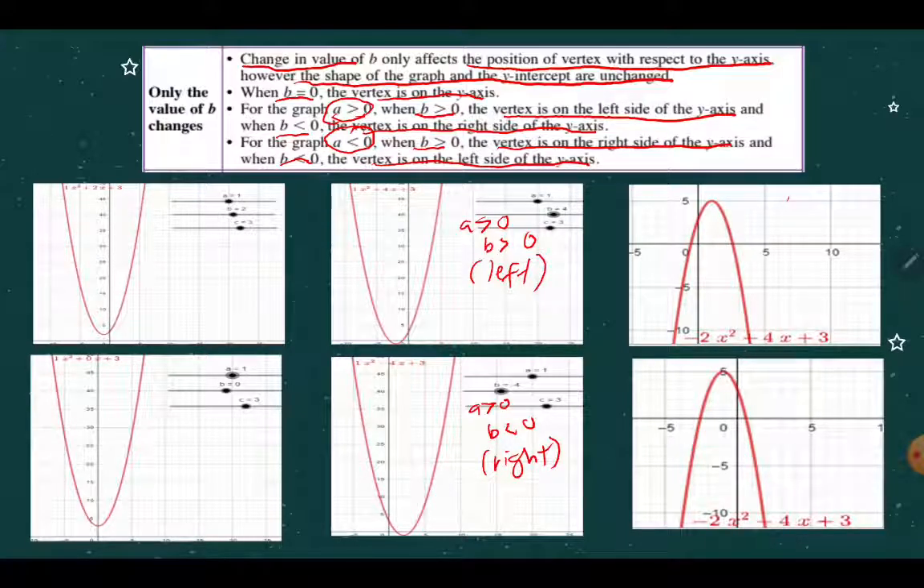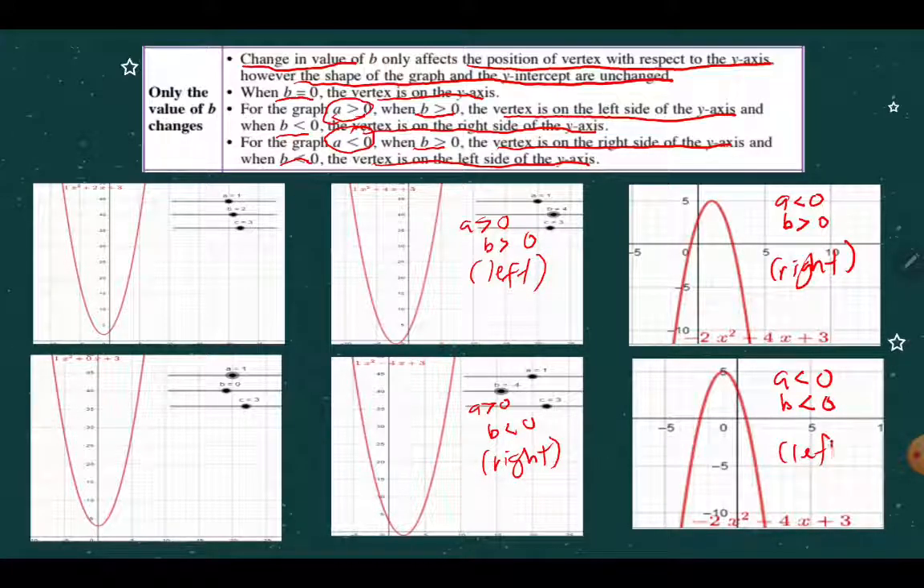Let's see. So this is a less than 0. So b here is positive, greater than 0, so it moves to the right. And this is when b is negative, so it moves to the left. So as you can see, it is the opposite between the maximum and minimum graph. If you remember the minimum one, for the maximum one, it is just the opposite.